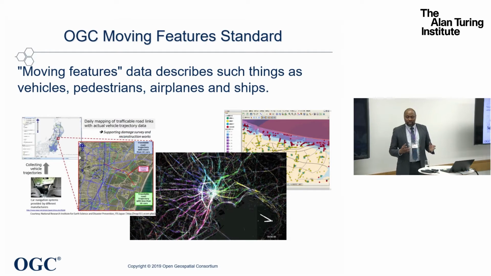In terms of transportation data, a standard called the Moving Features Standard has been developed, which describes how things such as ground-moving vehicles, pedestrians, airplanes, ships, other types of moving objects, how they can be described or encoded in geospatial information.